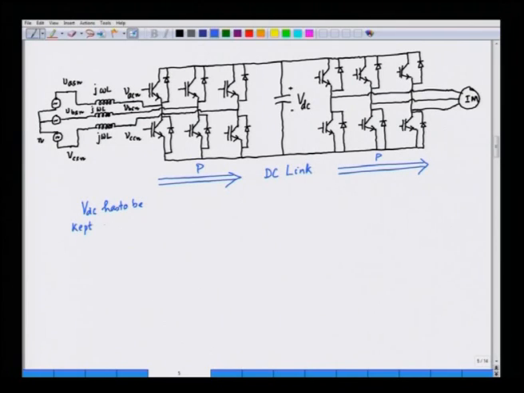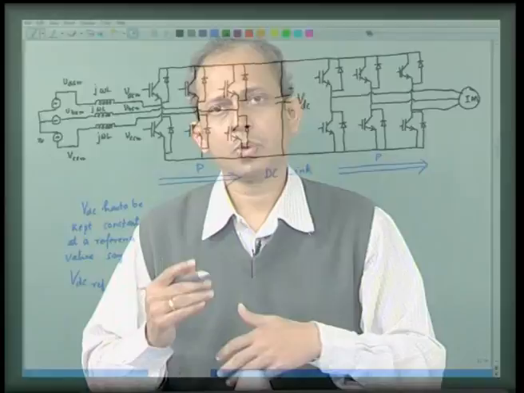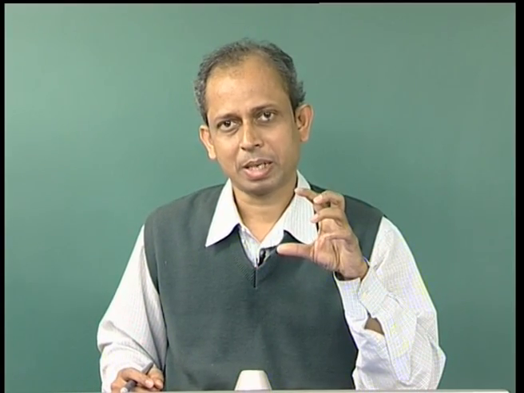So, VDC has to be kept constant at a reference value, say VDC ref. So, the VDC has to be kept constant at a reference value say VDC ref. So, we will employ a closed loop control in which we will control the front end converter, so that the DC link voltage is kept constant at VDC ref.